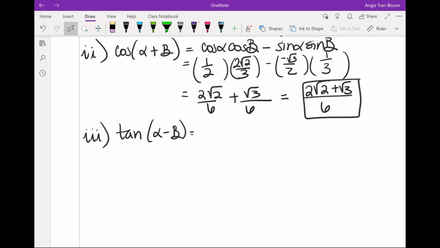Okay, it's just the formula, and only the formula. Ken, what's the formula for tangent alpha minus beta? Tan alpha minus tan beta over 1 plus tan alpha tan beta. Perfect. Good.